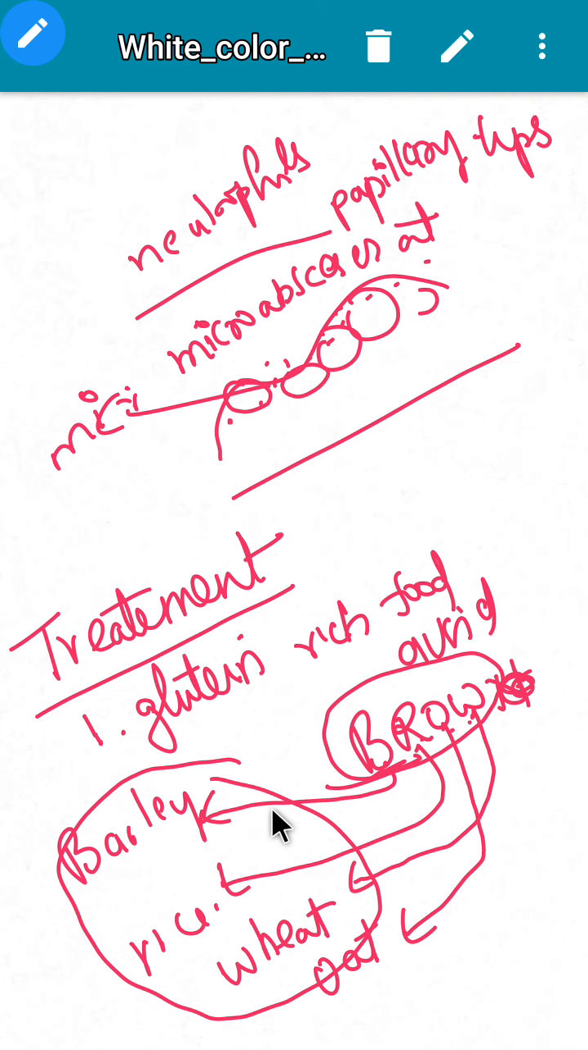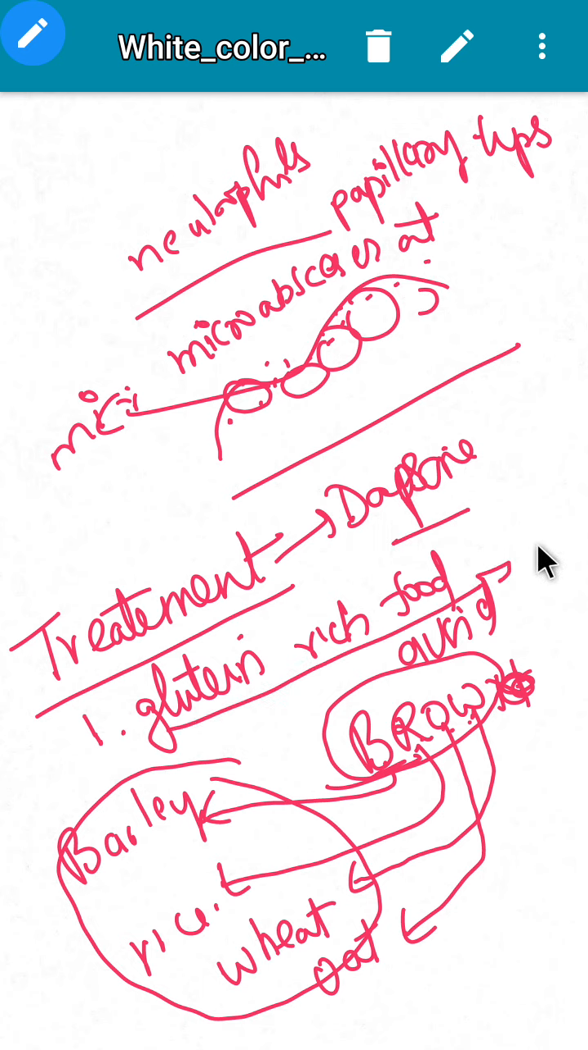The next important thing, the drug that we use here is dapsone. Dapsone is the drug of choice. In almost all cases, it resolves within 7 days. But sometimes relapses can also occur. When we decrease the gluten-rich food, the antibodies will come down.